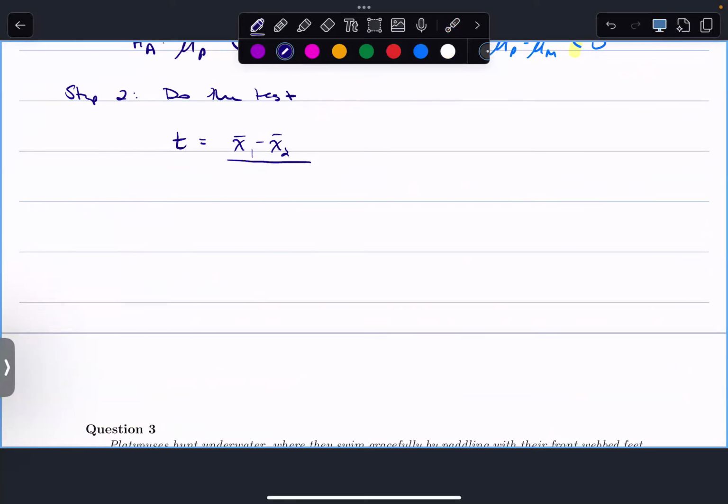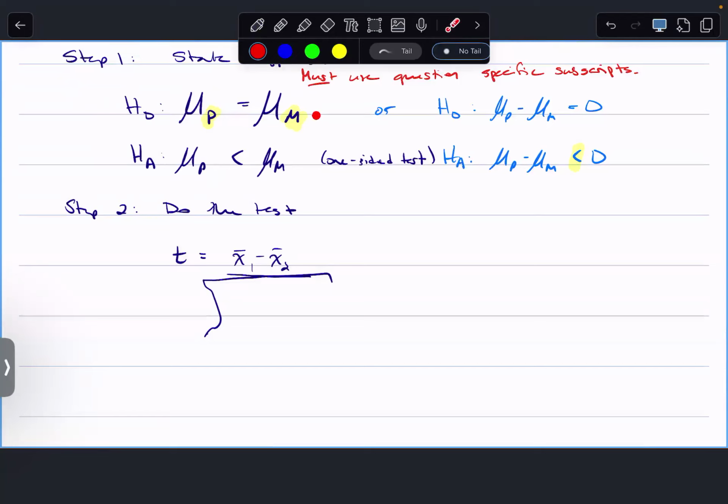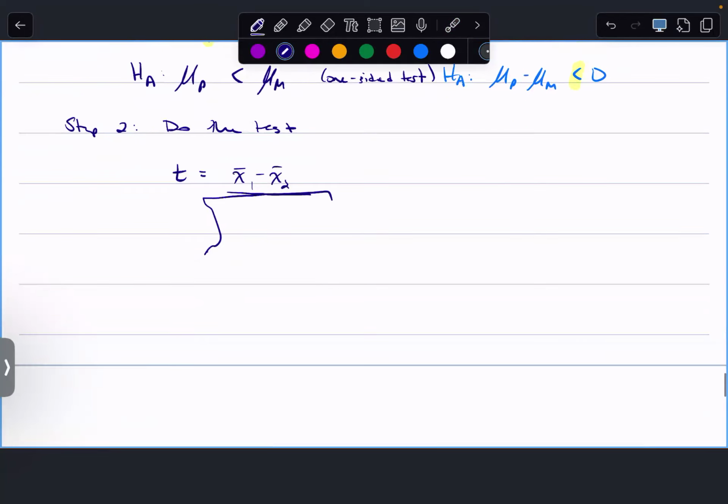Here, it gets way too bogged down if you write it with question-specific subscripts. So here I ease up on that, as long as you follow the same order, 1, 2. s1 squared over n1 plus s2 squared over n2.